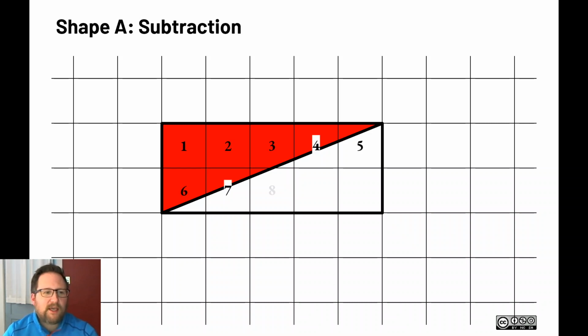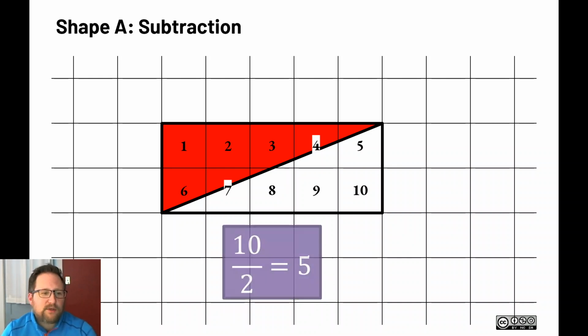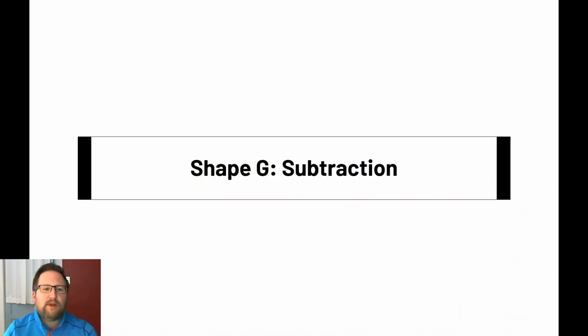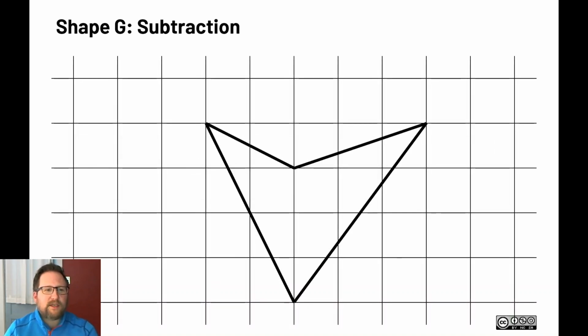I can see that I have 10 squares inside this rectangle. But my triangle is only half of that rectangle, so I do 10 divided by 2, and I get my 5 squares inside the triangle. All right, let's talk about what that strategy looks like with shape G. Shape G looks like this.